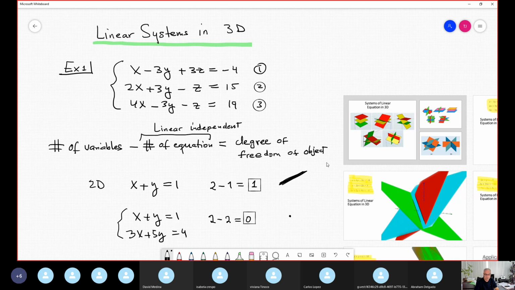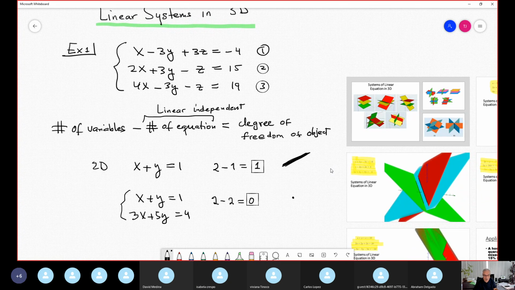Yes or no? Answer me. Yes, yes. Okay. Now, so you understand the situation in 2 dimensions. I want to apply this equation in 3 dimensions.